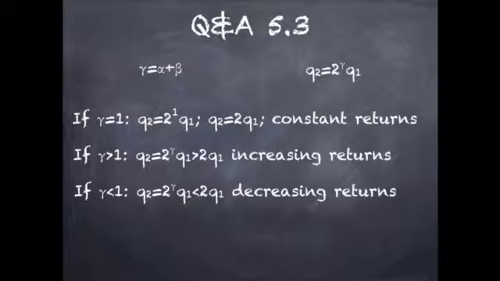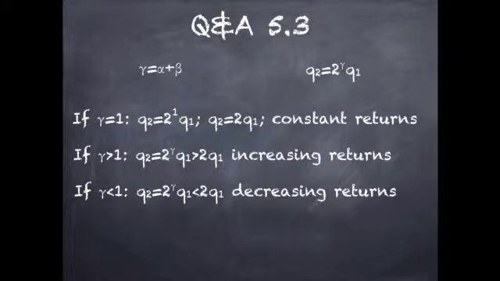And finally, if gamma is less than 1, if alpha plus beta is less than 1, then Q2 is equal to 2 to the gamma power multiplied by Q1. For example, if gamma was equal to 0.5, then 2 to the 0.5 power multiplied by Q1 is going to be less than 2 times Q1. Therefore, we're going to have decreasing returns to scale.